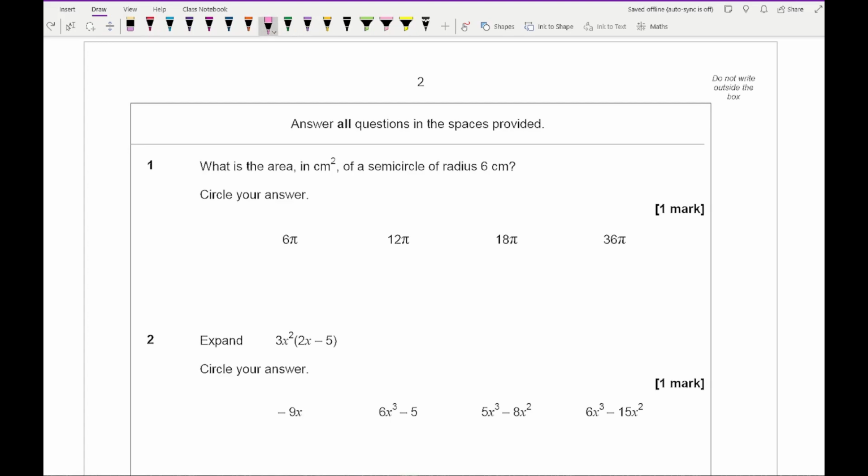Well, the formula for the area of a circle is pi r squared. And because it's a semicircle, we need to divide that by 2. Now here all we're doing is replacing r with 6. So that's going to give me 36, or 6 squared, pi over 2. And if I simplify, 36 divided by 2 gives me 18 pi. So I want to circle the third option.